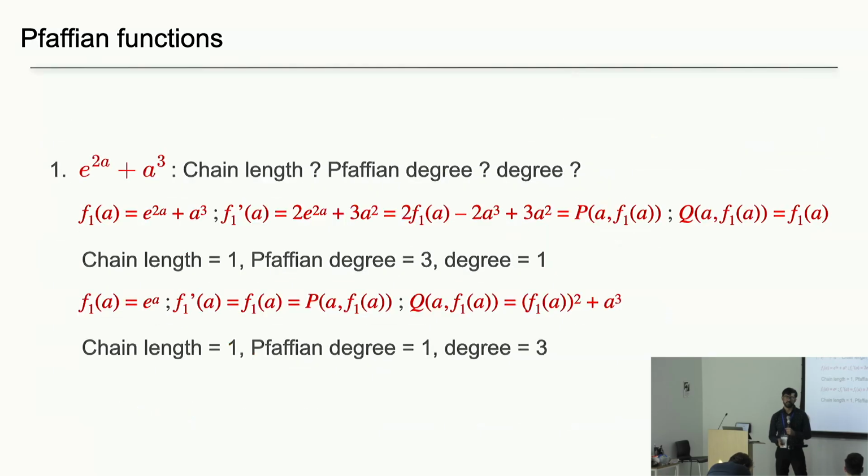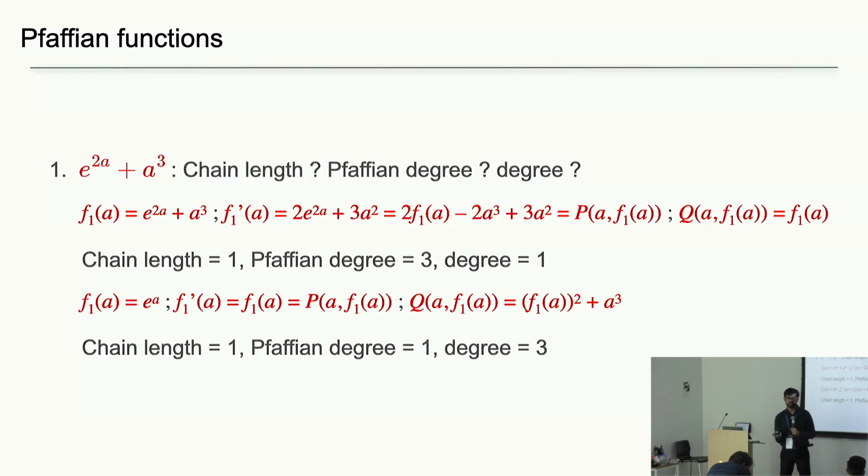Right. So here, one way is you can just put the entire function as your function in the chain. You compute its derivative, and it turns out the derivative can be expressed in terms of a polynomial of the original function. You can subtract out the a cube, so you get something else, which is still a polynomial of the original function, and then you get some bound on the chain length, the Pfaffian degree, and the degree.